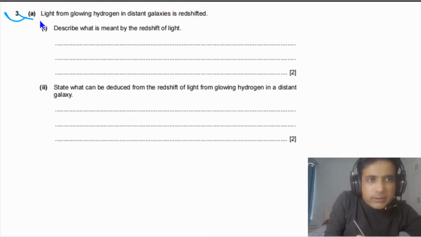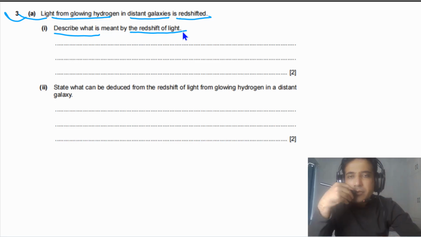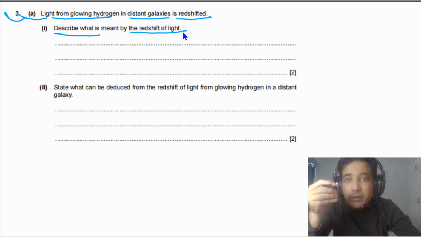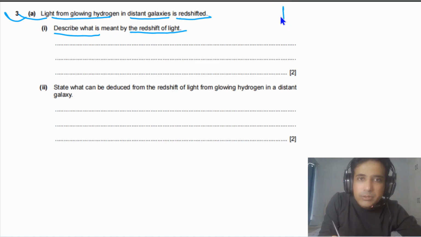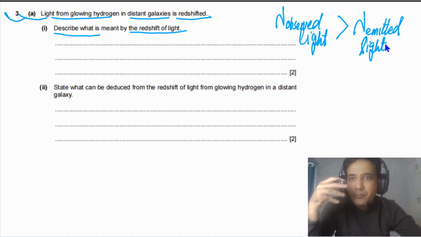For our third question, part A, it is given to us light from glowing hydrogen in distant galaxies is redshifted. Describe what is meant by redshift of light. Redshift of light simply means that the wavelength of observed light is greater than the wavelength of light emitted from the star. So this is the meaning of redshift.